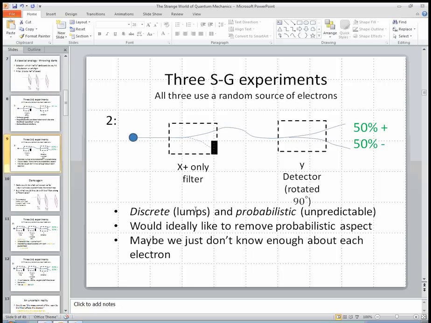Well, ideally we'd like to remove that probabilistic aspect. That's disturbing from a classical physics point of view. But it's not that disturbing yet, because maybe it's just because we don't know enough about each electron. I just forgot to measure or filter for the y spin here, whether it's plus or minus. So this is a lot like the dart situation.